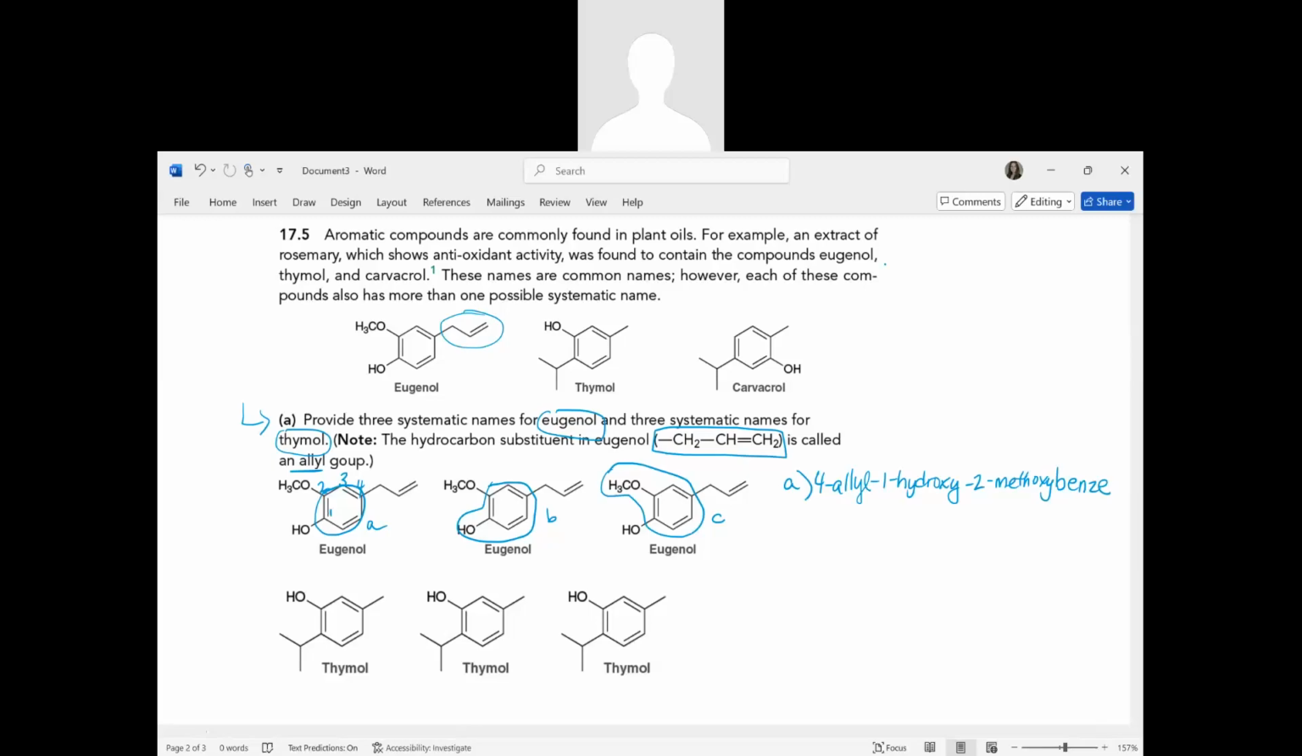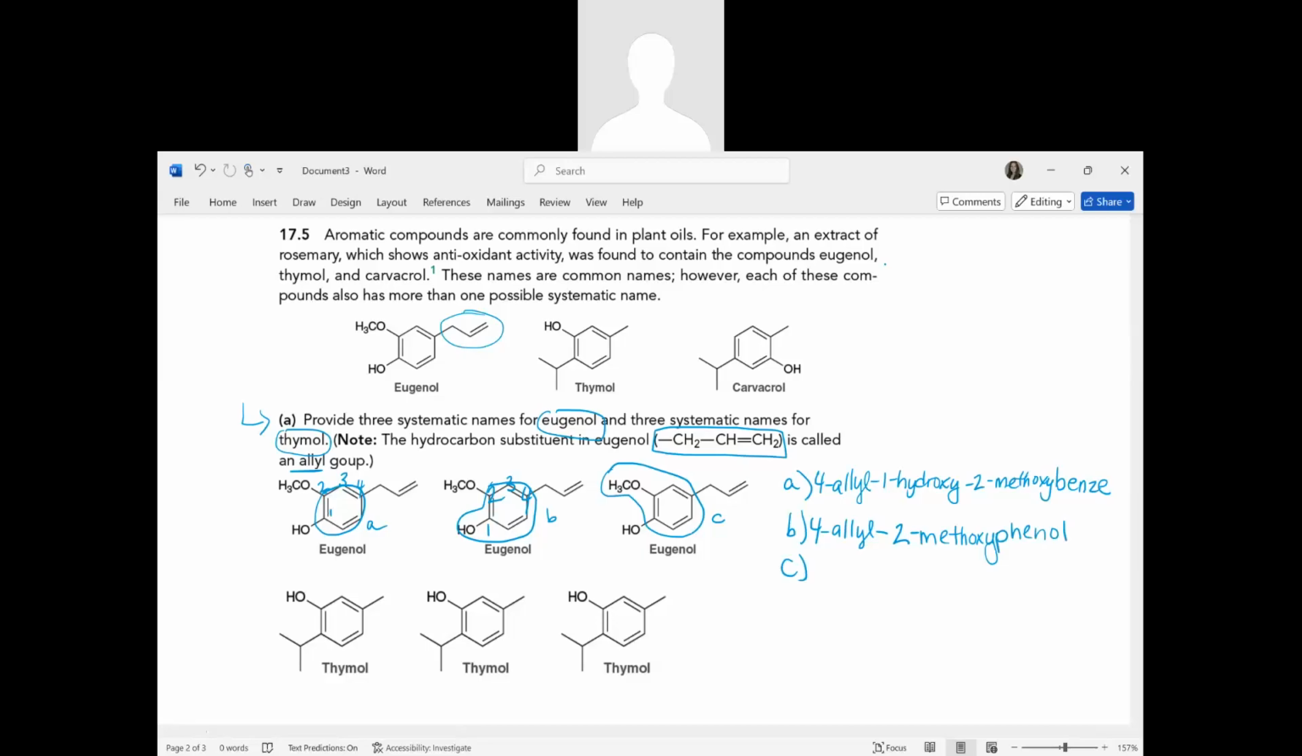In structure B, we're going to name phenol as our parent here. So this would be our carbon 1 again, 2, 3, and 4. So again, we would have our start being the 4-allyl group. And then we would just call this 2-methoxyphenol.